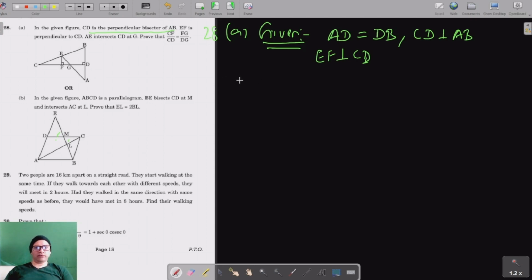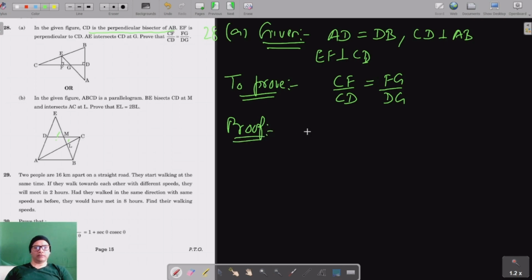Now we have to prove that CF by CD is equal to FG by DG. Now let's see where we can find the sides. So CF is in triangle CEF and CD is in triangle BCD. So we are going to prove these two triangles similar.